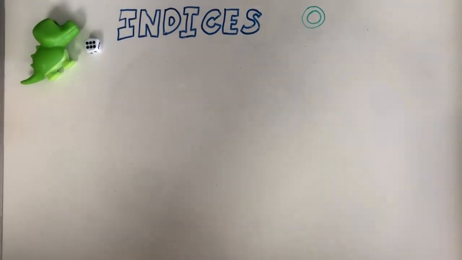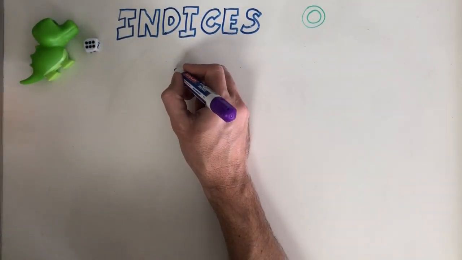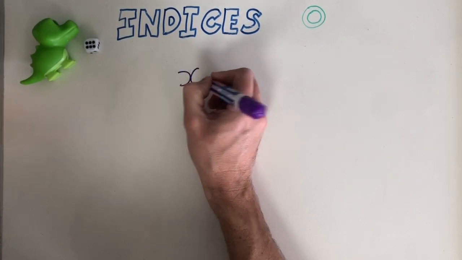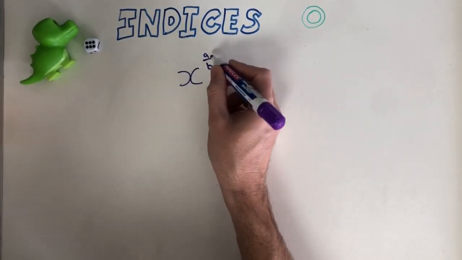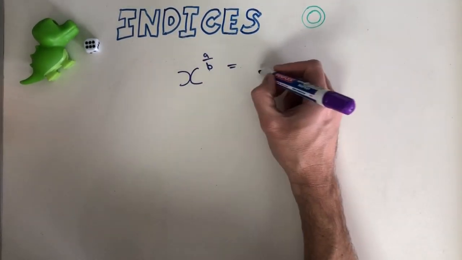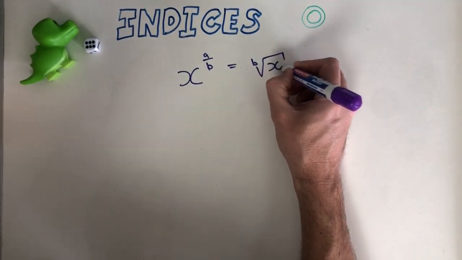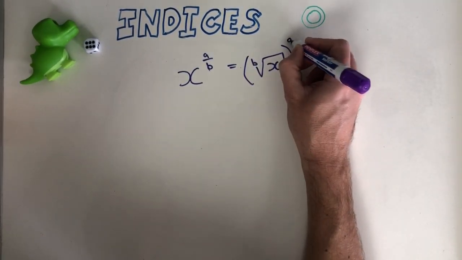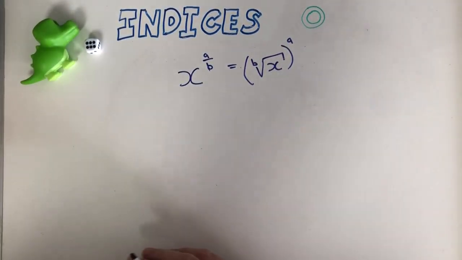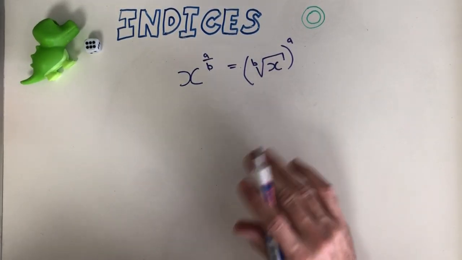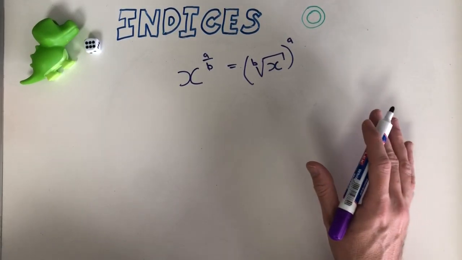Okay, so to finish off, let's just look at that rule. If I used variables, let's say it was x to the power of a over b, then it would be the bth root of x, everything to the power of a. These indice rules are something that you're going to have to remember, but just take heart. The more of them you do, the easier it becomes. Later it becomes second nature.